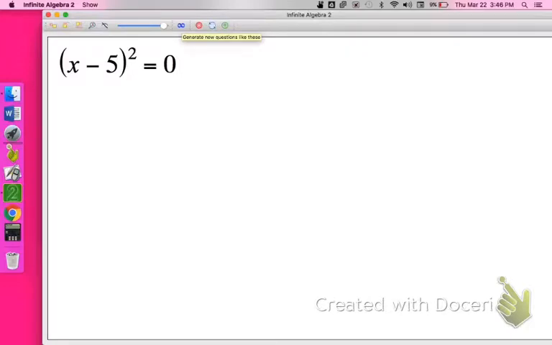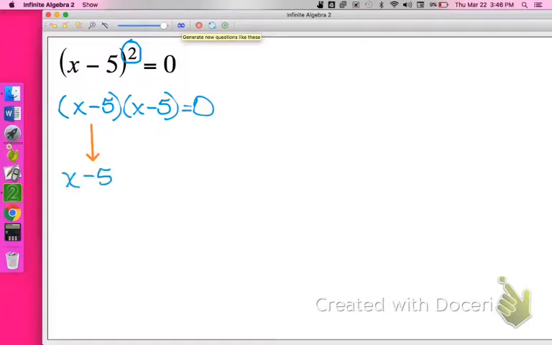Now, I want you to remember that this notation means I have two factors, or two sets of x minus 5. So this is what it looks like. Okay? So, again, the zero product property says if I multiply two numbers together and the answer is 0, then I had to multiply by 0. So what is this group equal to make it 0? I don't know. I'm just going to set it equal to 0 and find out. Add 5, and you get x equals 5.